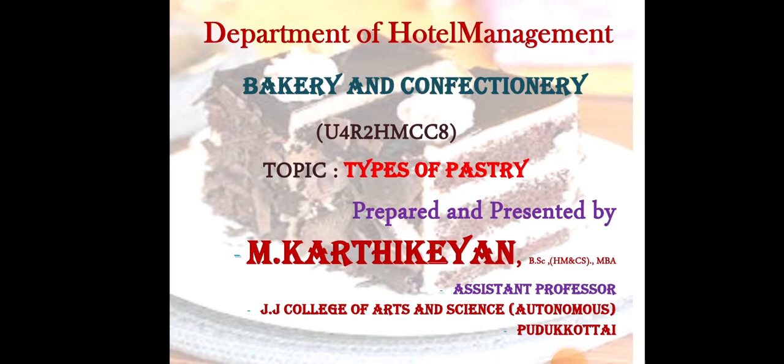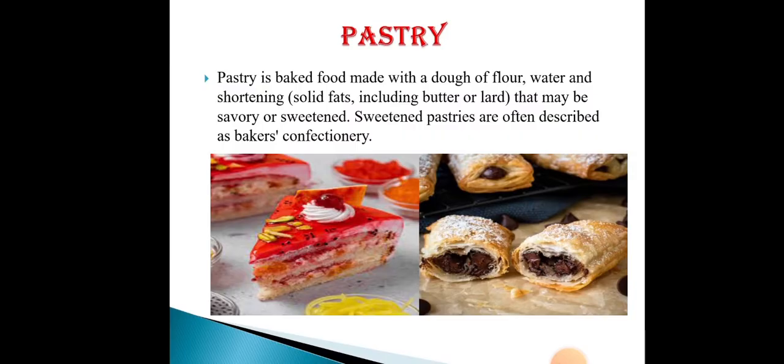Now we will see the topic of types of pastries in bakery and confectionery. Pastry. What does pastry mean? Pastry is baked food made with a dough of flour, water, and shortening, savory or sweetened. Sweetened pastries are often considered part of bakery and confectionery. Shortening means solid fat, including butter or lard.